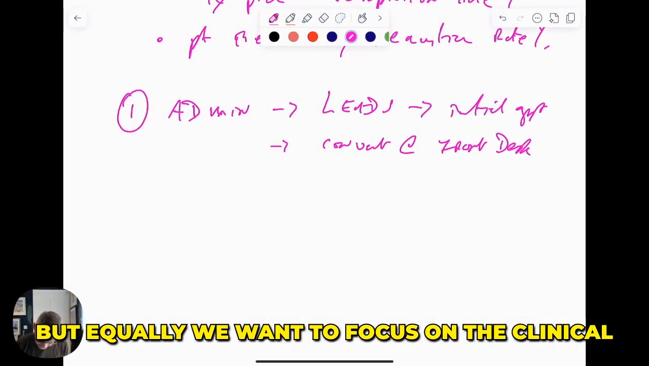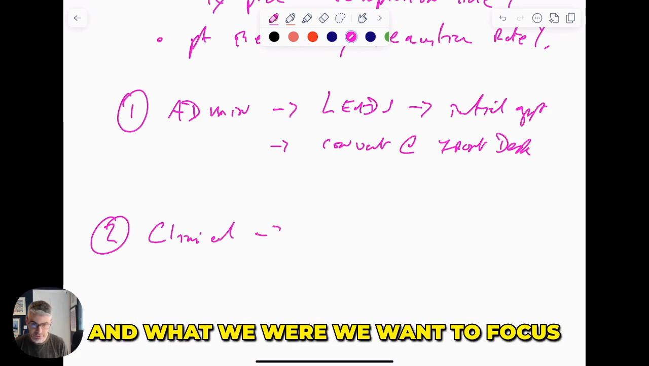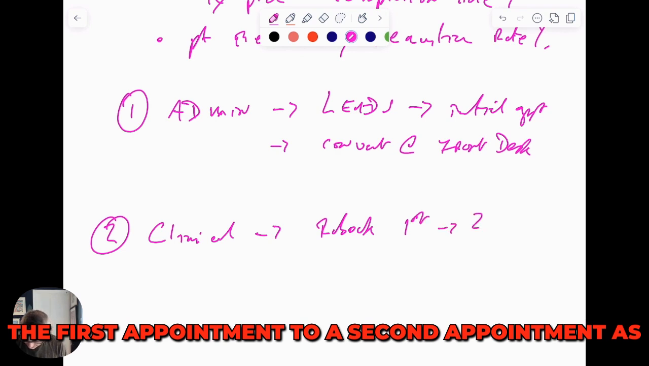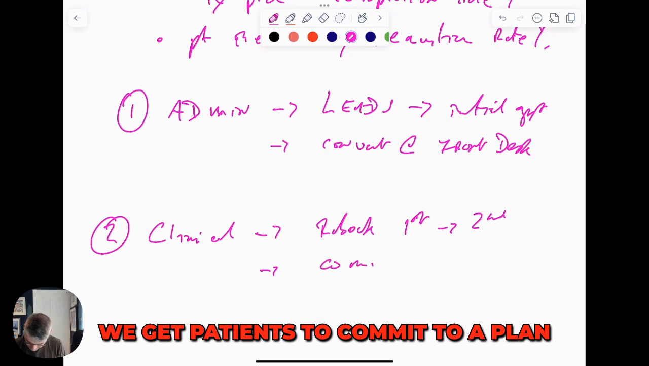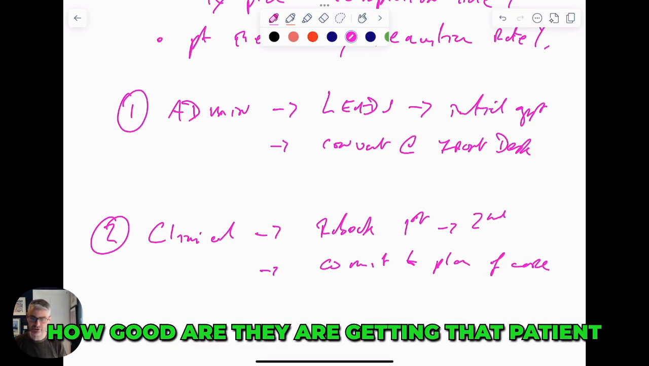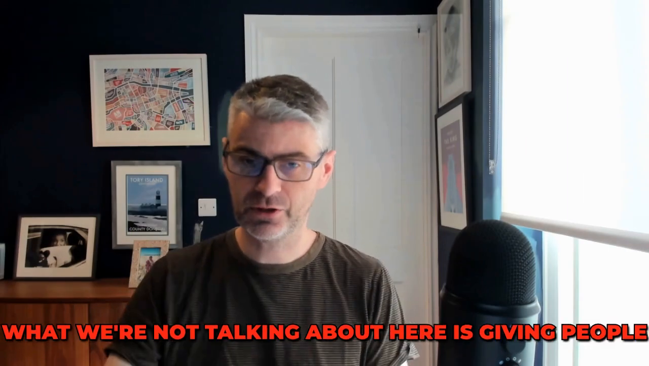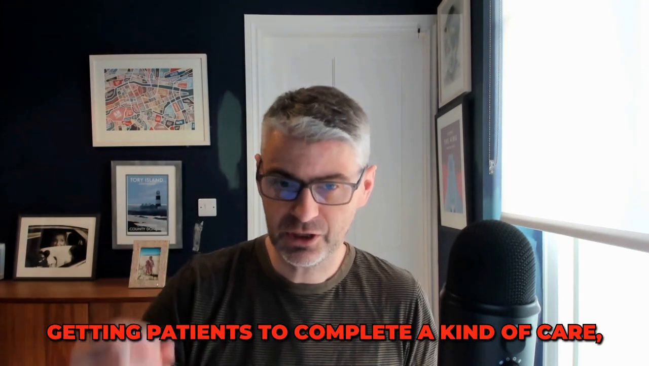But equally, we want to focus on the clinical team. Where we want to focus on the clinical team is the ability to rebook from the first appointment to a second appointment as a minimum. But also we want to see how we get patients to commit to a plan of care. How good are they at getting that patient to come back in and have ongoing treatment? Because in reality, what we're not talking about here is giving people treatments that they don't need. What we are talking about is getting patients to complete a plan of care.